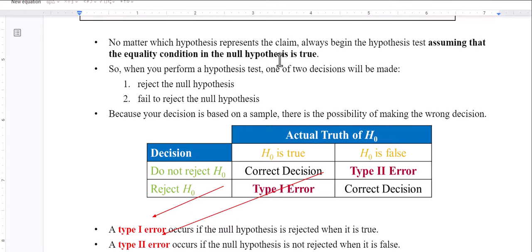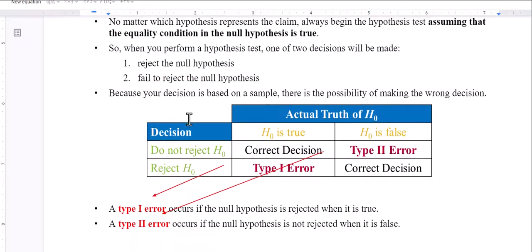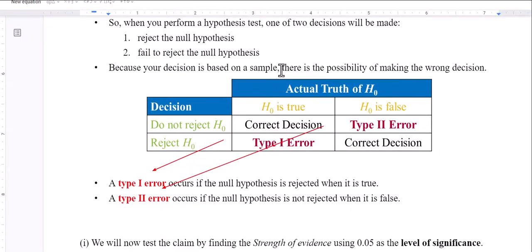We'll either reject the null hypothesis or we'll fail to reject the null hypothesis. And this one always kind of causes confusion, because this doesn't mean we accept the null hypothesis. We just fail to reject it, meaning there's probably something else going on. Because your decision is based on a sample, there is the possibility of making the wrong decision.